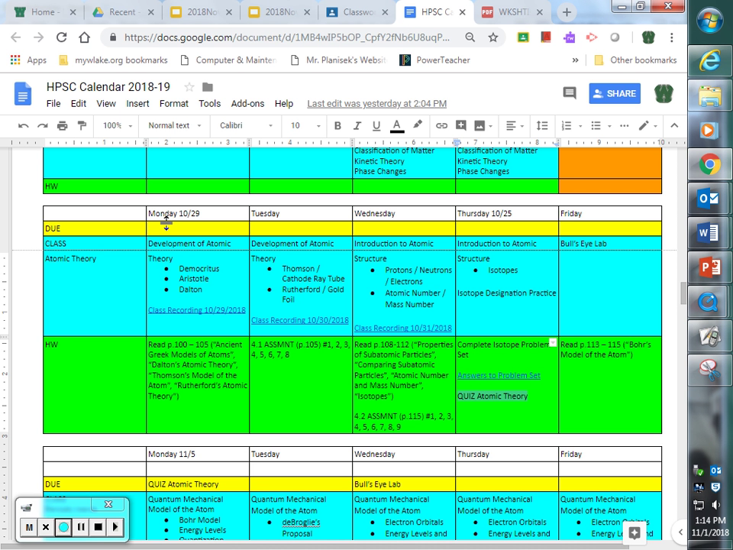If I give you an element or an atom name and a mass number, can you tell me how many protons it has, how many neutrons it has, how many electrons it has? Okay? If you have questions about that sheet tomorrow in class, like if you can't figure out where an answer came from, we can do a few more examples in class.